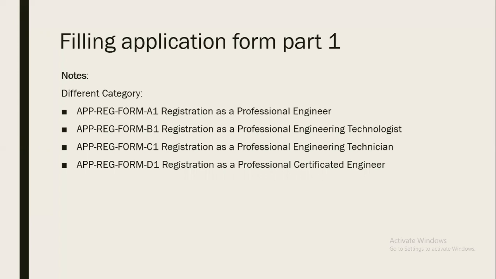just to revise the form numbers. Form A1 was for professional engineer. Form B1 was for professional engineering technologist. Form C1 was for professional engineering technician. And then Form D1 was for professional certificated engineer.